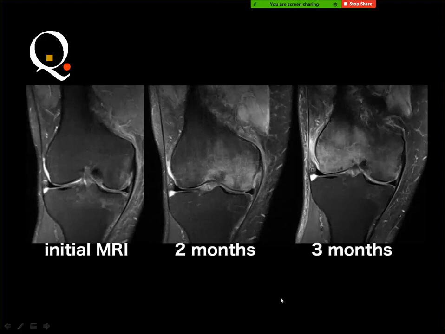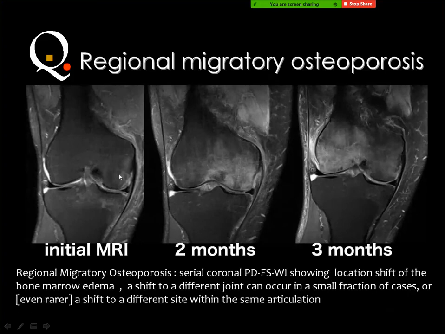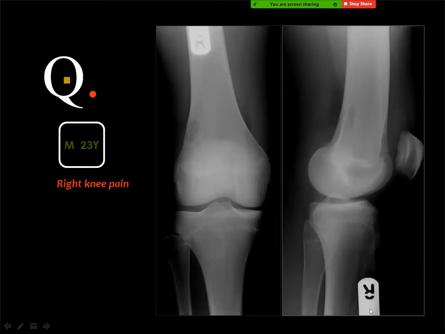Transient sign of osteoporosis. Yes, migratory osteoporosis. You see there was some edema here, and after 2 months it's big. After 3 months it has migrated to the opposite condyle. Then, if you see the edema migrating from one joint to another, from one condyle to another, this is migratory osteoporosis. If it is persistent in the same condyle, this is regional osteoporosis.